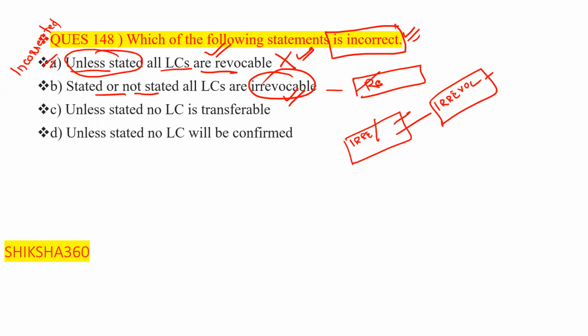Stated or not stated, all LCs are irrevocable. This one is correct here. Whether on the LC they have mentioned irrevocable or not, it is to mean that this is to be irrevocable.